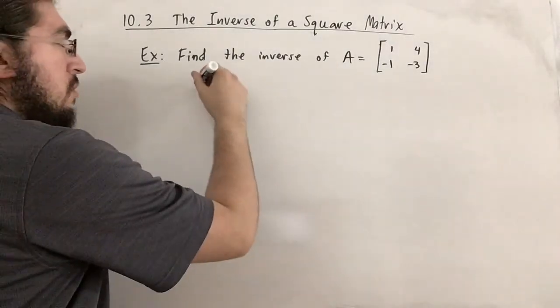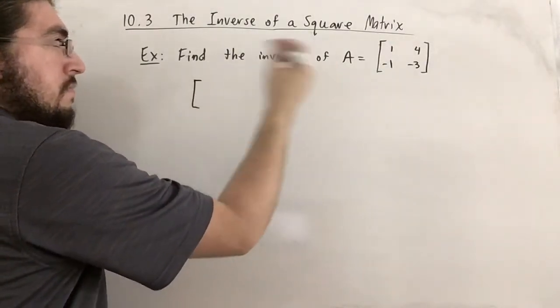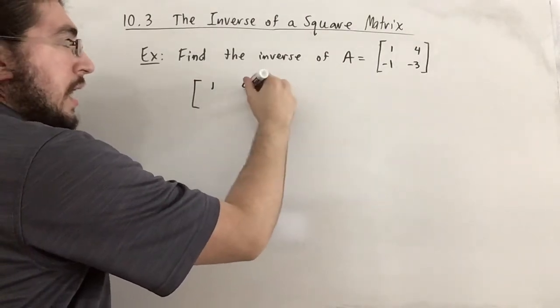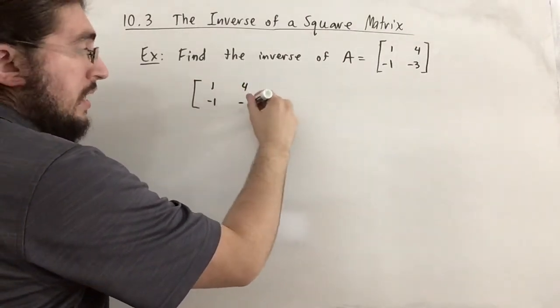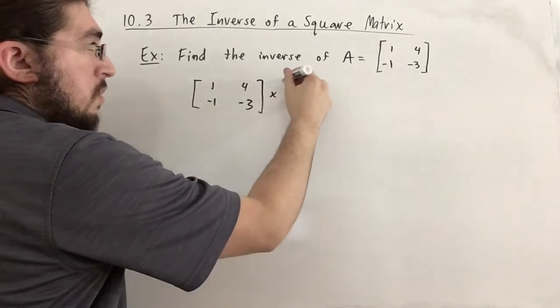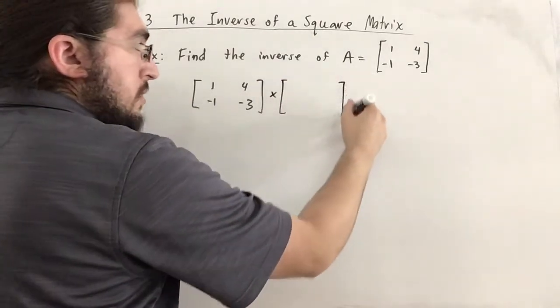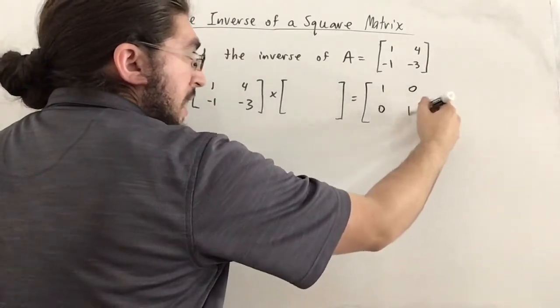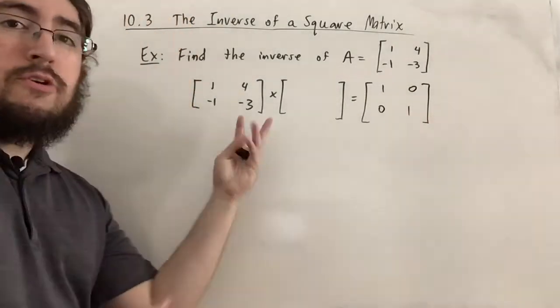Let me just say that if we want to find A inverse, such that A times A inverse is the identity, basically we want to multiply A by some other matrix, A inverse, that will result in the identity. And as mentioned previously, it doesn't matter which order you put them in.